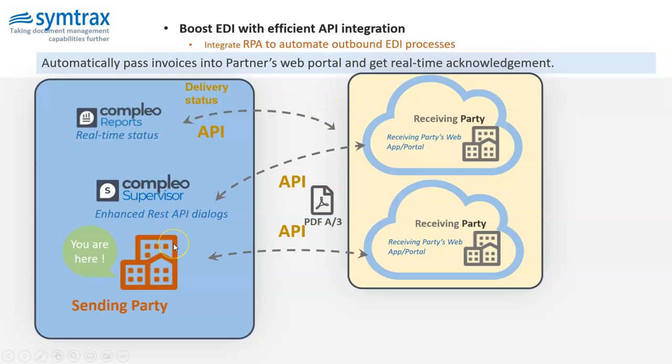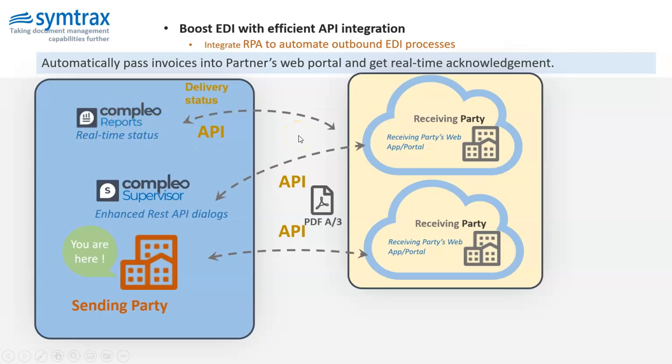So Compleo can alleviate this by automating this task via our API calls. Daniel will simply create his invoices as he normally would. Compleo will pick them up and send to the corresponding retailer's portal, and finally view the delivery status of the document via API within our Compleo reports.